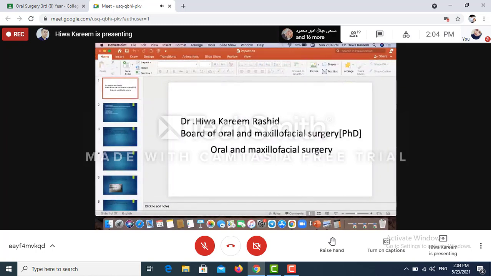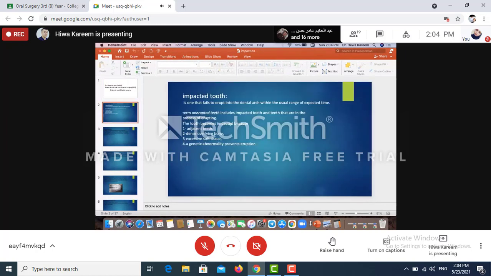Today's lecture is about impaction. What is impaction? Impaction is when a tooth fails to erupt into the dental arch within the usual range of the expected time. The time of eruption of the wisdom tooth, especially the lower wisdom tooth, is between 16 to 22 years old. During this period the wisdom tooth must erupt. If not erupted, this means it is an impacted tooth.